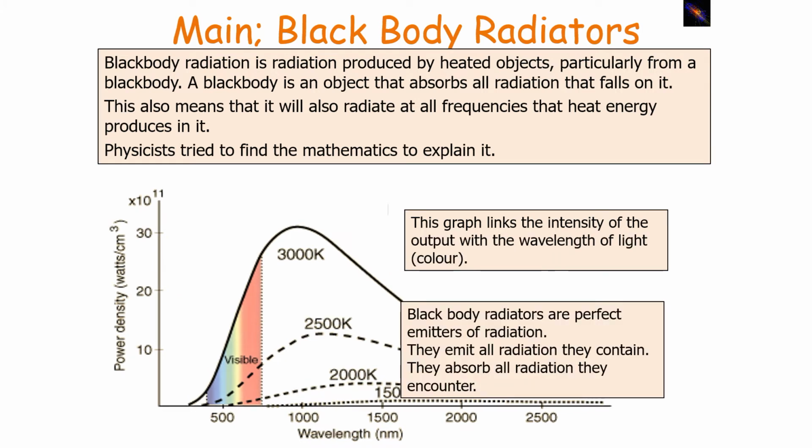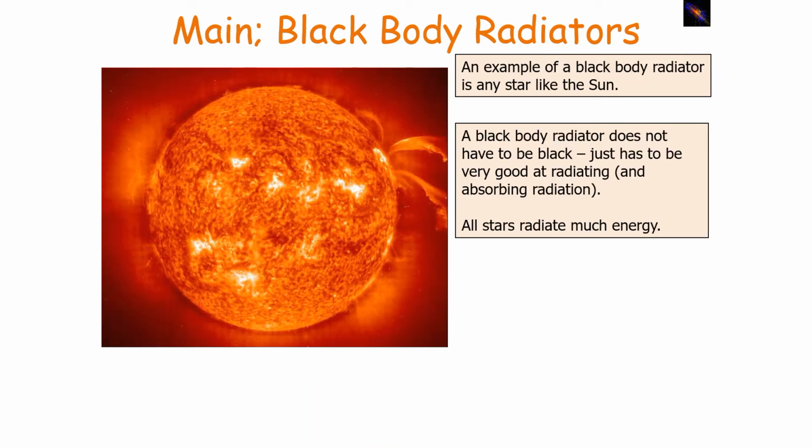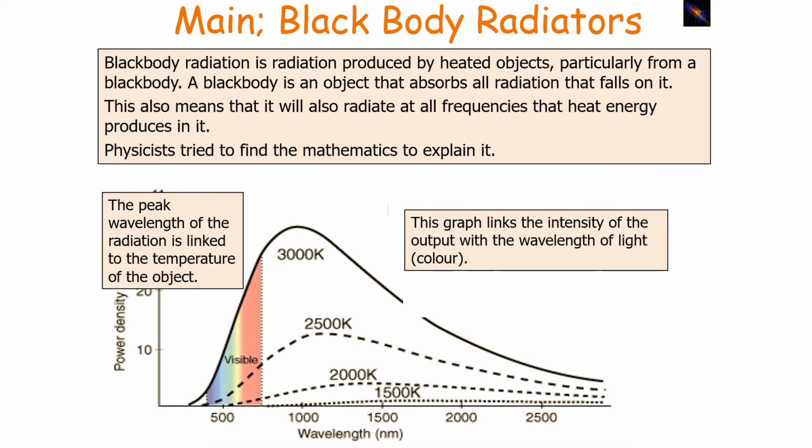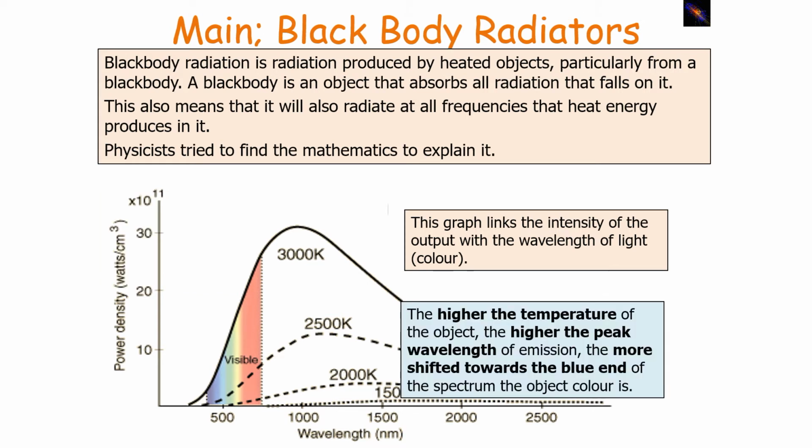So like we said before, black body radiators are perfect emitters of radiation. They emit all radiation and they absorb all radiation, and stars can be thought of as black body radiators, which is indicated when we look at our own sun's emission spectrum and compare it to the theoretical black body radiation curve. Now the peak wavelength of radiation is linked to the temperature of the object. Now the higher the temperature of the object, the higher the peak wavelength of emission, the more shifted towards the blue end of the spectrum the object colour is.